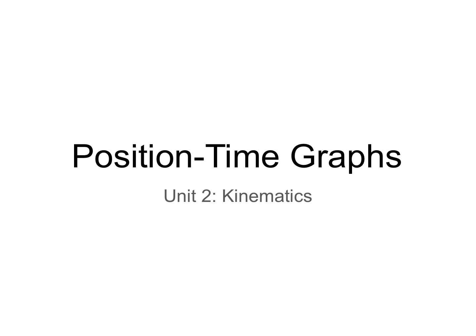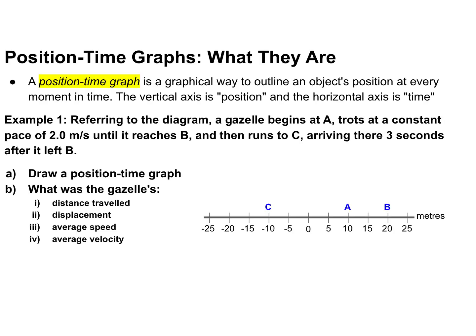So the next topic is called position time graphs. A position time graph is a graphical way to outline an object's position at every moment in time. The vertical axis is position and the horizontal axis is time. So it looks like this. We'll have two axes here, and position, which is a d with the harpoon, is the vertical axis, and then time is the horizontal axis.